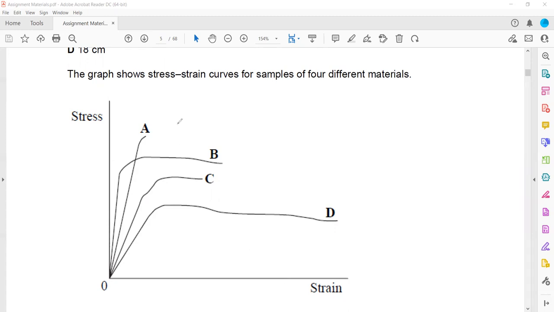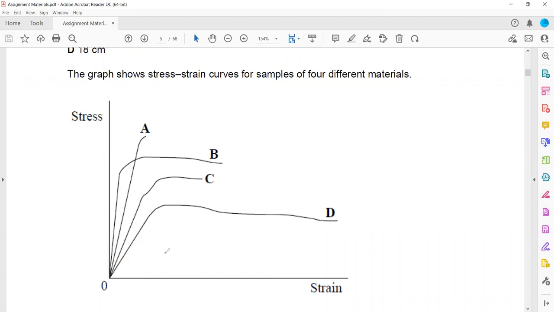If you check the initial slope, B has a greater initial slope than A. This is the slope of B and this one is the slope of A. So the initial slope of B is more than A, which means B is stiffer than A. Stiffness refers to how difficult it is to stretch or deform an object, to change the size of an object. That is the stiffness. So it's not A, it will be B if the question was stiffness.